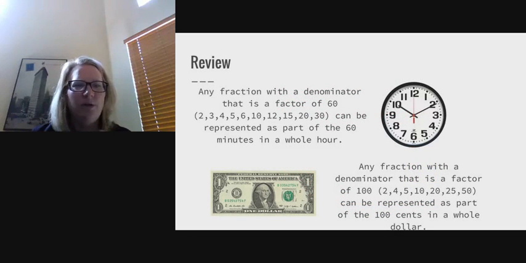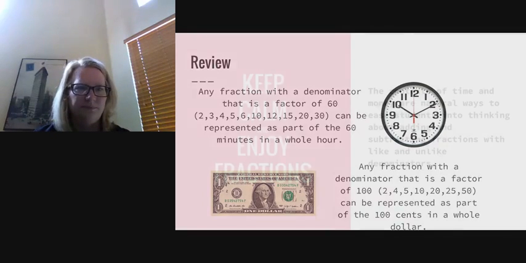Let's just review really quickly. Any fraction with a denominator that is a factor of 60, 2, 3, 4, 5, 6, 10, 12, 15, 20, 30, can be represented as part of the 60 minutes in a whole. And then any fraction with a denominator that is a factor of 100, 2, 4, 5, 10, 20, 25, 50, can be represented as part of the 100 cents in a dollar whole.